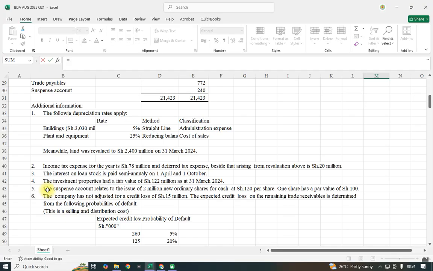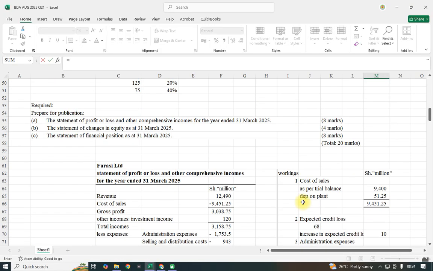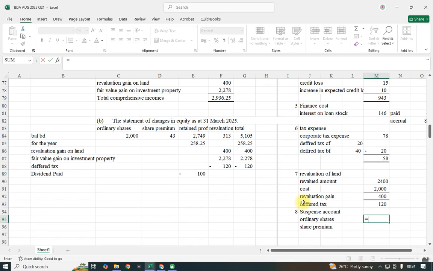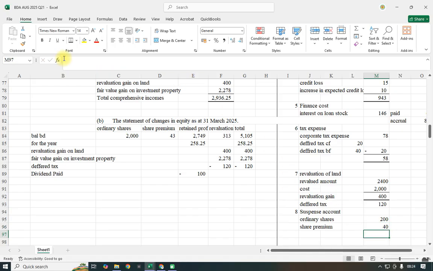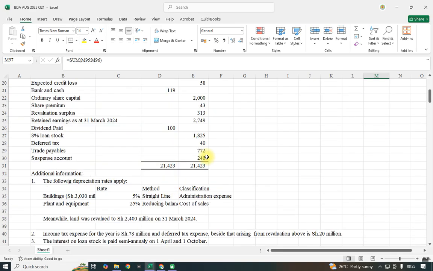So we are told that the suspense account relates to the issue of 2 million new ordinary shares for cash at 120. One ordinary share has a par value of 100, so 2 million by 100. Ordinary shares are maintained at par, and the other part is 2 by 20 because it was issued at 120. The 20 shillings extra goes to the share premium, and the total, which is equivalent to the suspense account, will be 240.